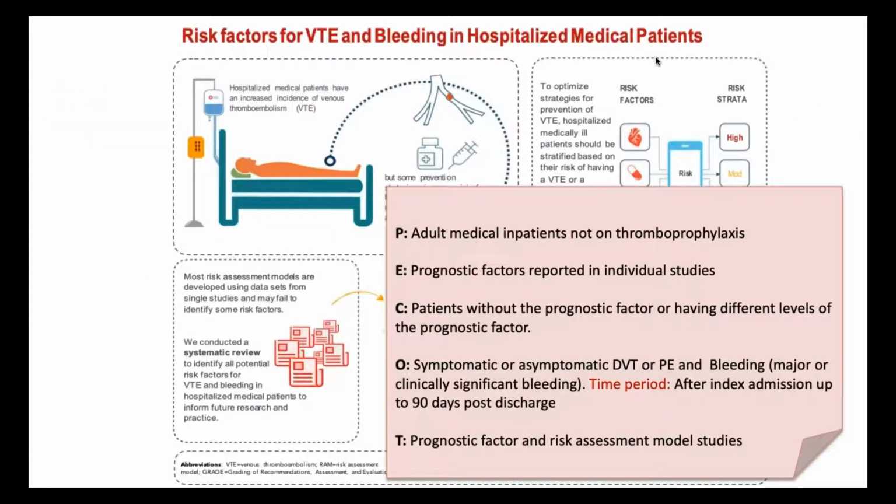Our systematic review aimed to assess adult medical patients not on thromboprophylaxis that are admitted to a non-surgical inpatient ward for an acute, critical, or chronic illness. The exposure we were interested in were the potential prognostic factors present on admission, with the aim of identifying whether an association exists with the outcomes of interest. Those included symptomatic or asymptomatic DVT or PE and bleeding, whether major or clinically significant. We looked at a time period starting after the index admission to 90 days post-discharge, where the risk is still considered higher than the general population.